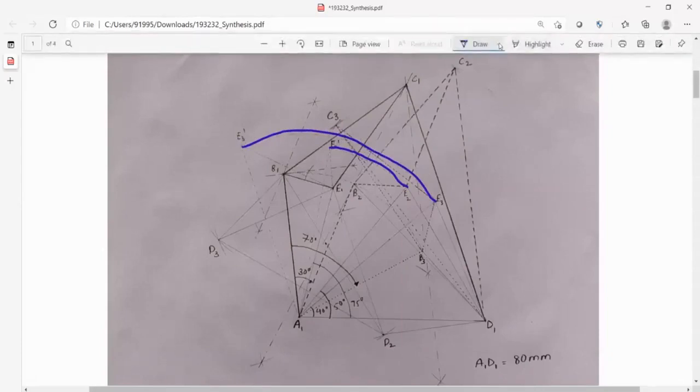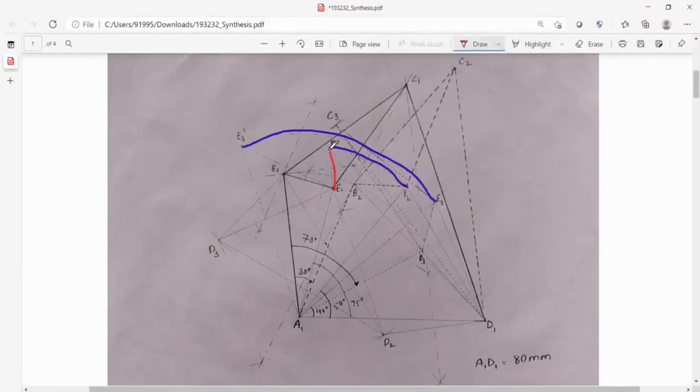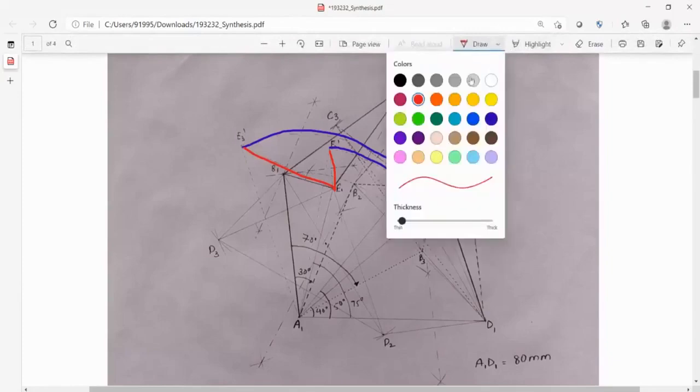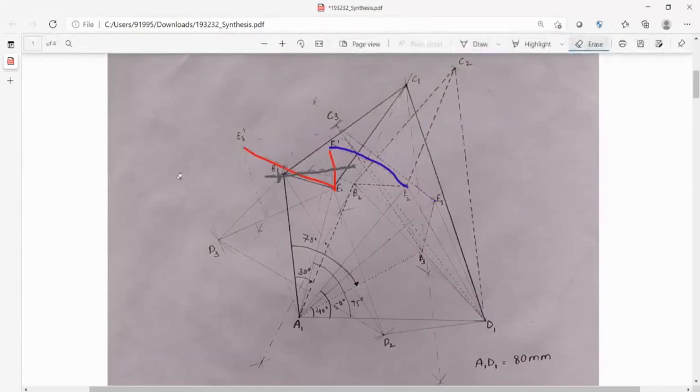So now we are going to join these points E1, E2 dash and E1, E3 dash, and we will draw mid normals to these lines as this and this. So these mid normals intersect at a point B1. So this is a point B1. So we got our point B1.